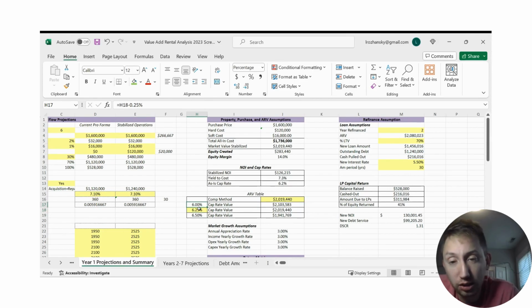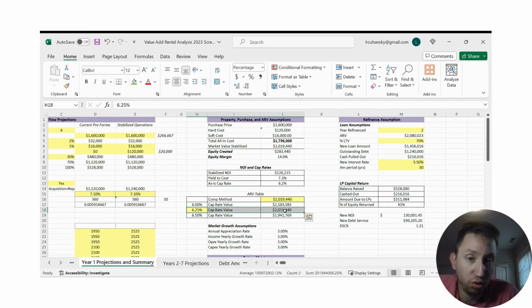And then what I usually do is a table where I go a quarter point above and a quarter point below, just to get a value range, right? So this is going to be my base value. If I think the cap rate's 6.25, this is going to be $2,019,000. And remember, that's how we get our market value when stabilized. But I want a range. It could generally fluctuate from anywhere from let's say 1.95 up to 2.1, with a base value of just over $2 million, right?